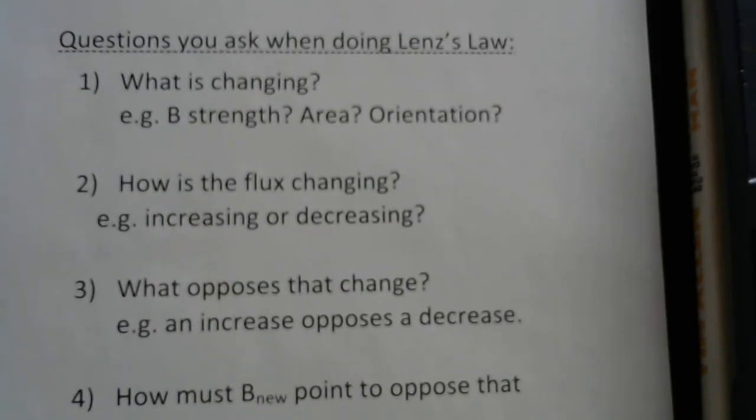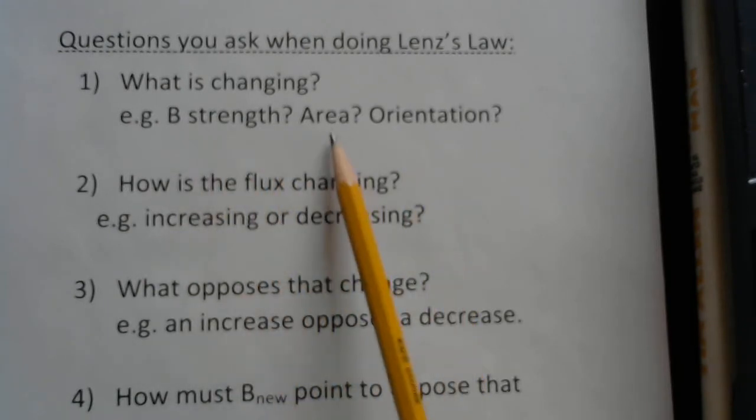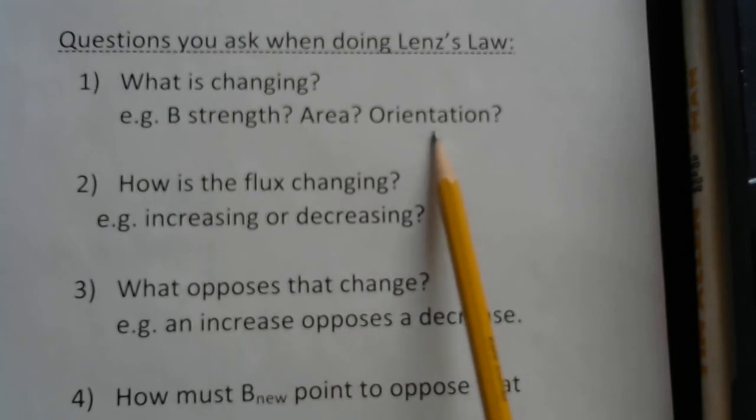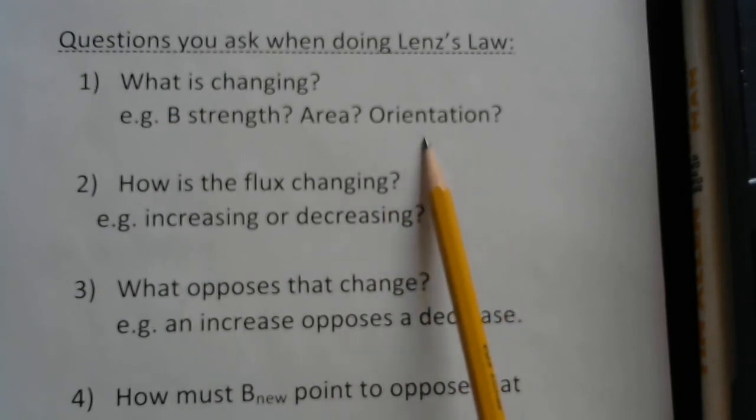So these are the questions you should be asking when you're using Lenz's law. First of all, what is changing in order to make a change in flux? Is it a change in magnetic field strength that's creating the change in flux? Is there a change in the amount of area that we're talking about to change the flux? Is there a change between the angle of the magnetic field and the direction of the area so that the angle between them is changing, because that would also change the flux?